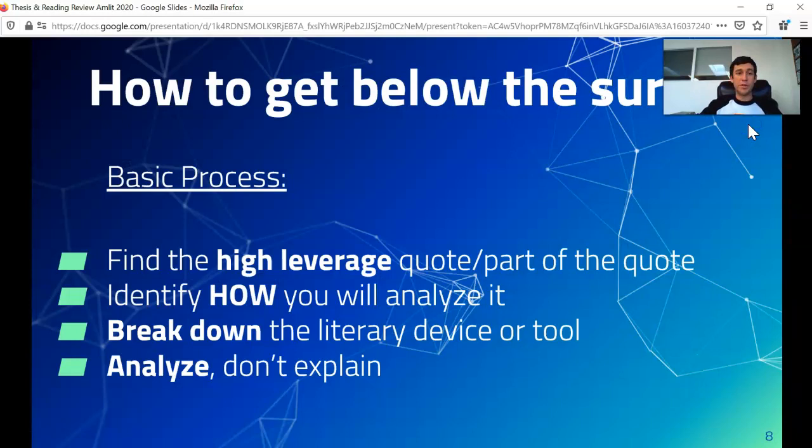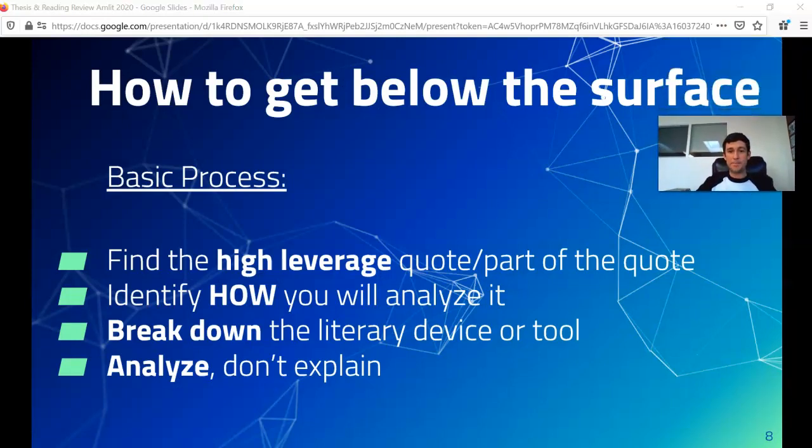So to get below the surface, go through this basic process. First, find any high leverage or high impact part of the quote. You can do this by going through the quote and highlighting or circling things that seem really important, that pop off the page to you. Then identify how you're going to analyze it. Is this a metaphor? Is this a really ominous tone? What is it you're going to do with that?